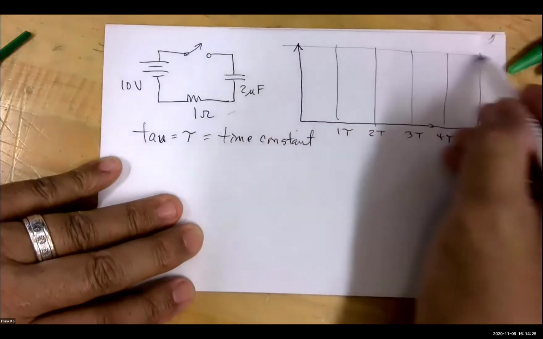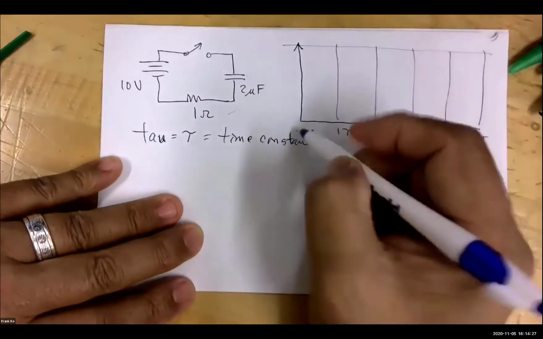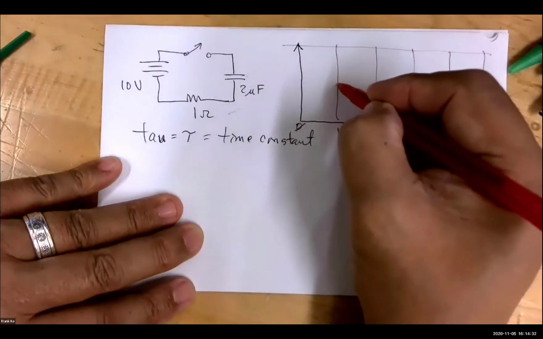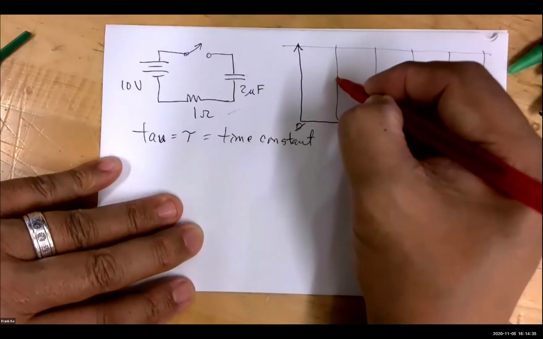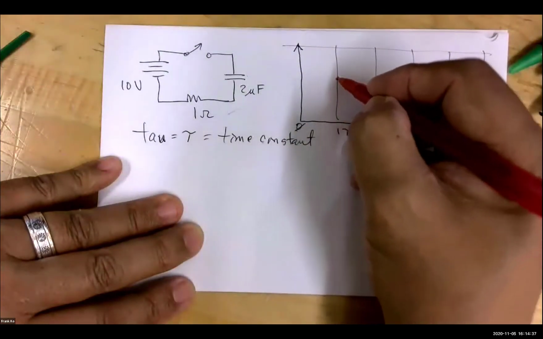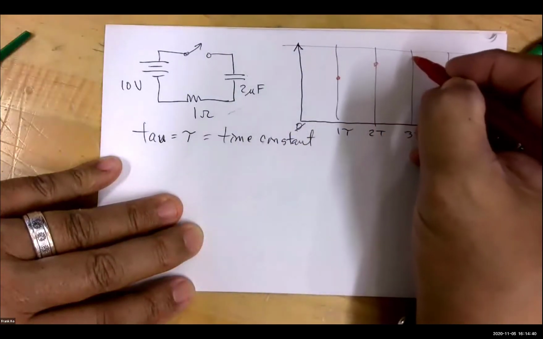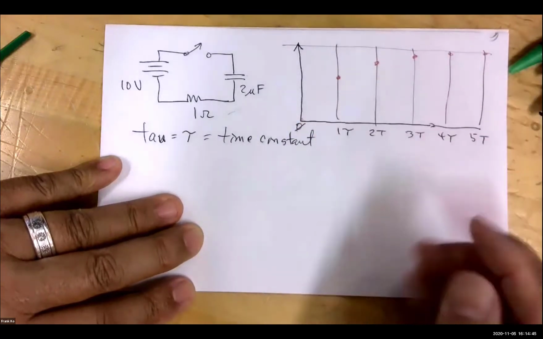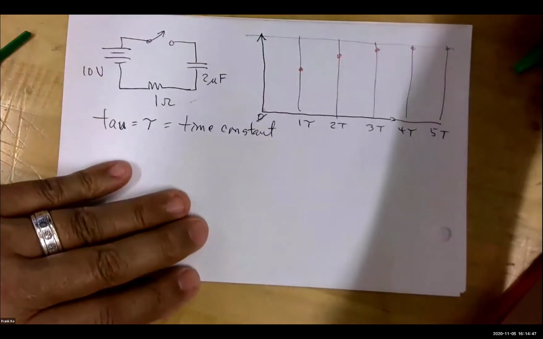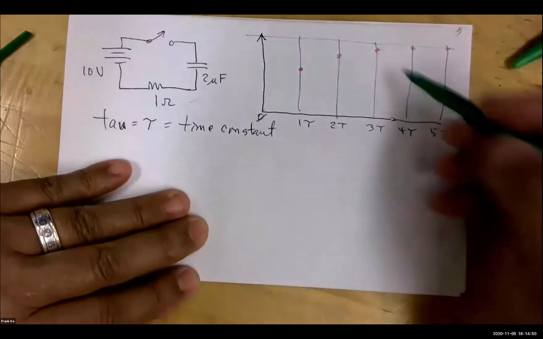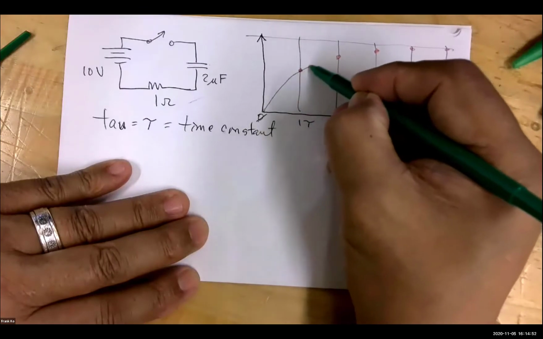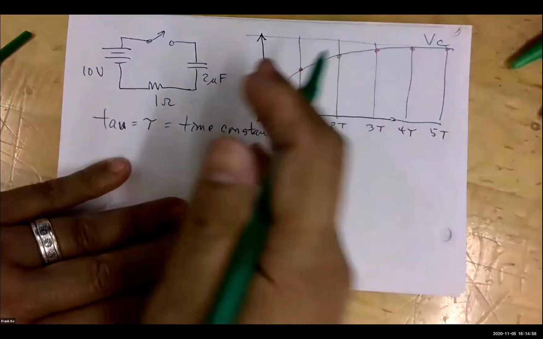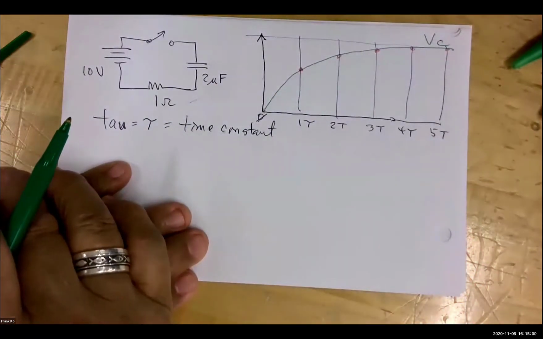In each time constant, from 0, this capacitor will charge roughly 63.2%. And so one point it'll be here, another point it'll be here, another point it'll be here, and so your voltage on a capacitor builds up in this fashion. So this would be your VC. The VC takes 5 time constants for us to reach full charge.